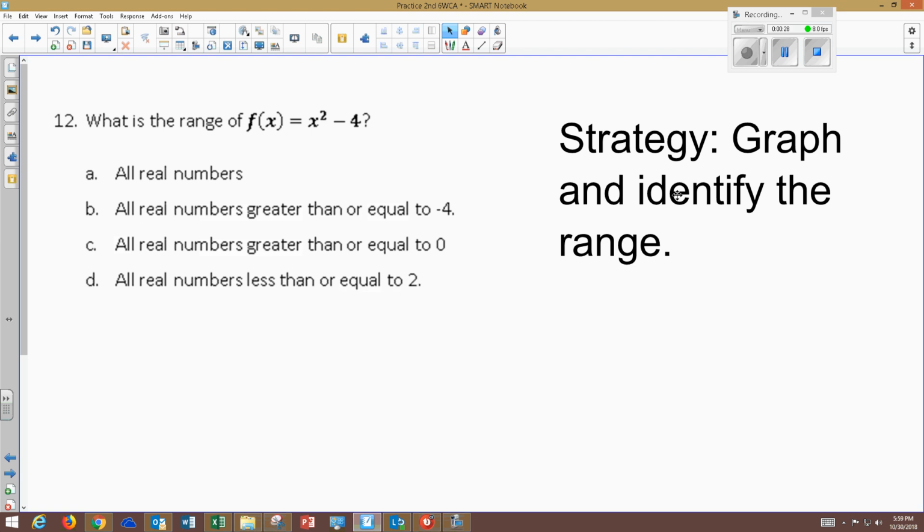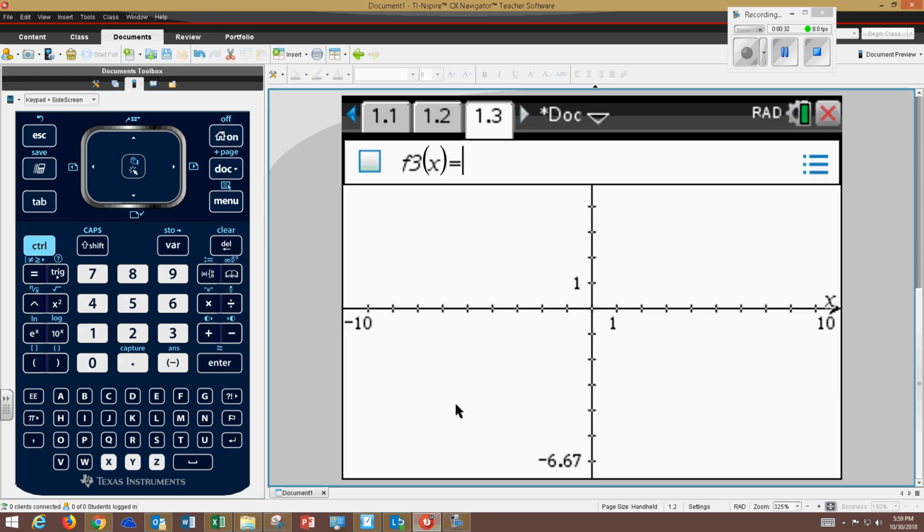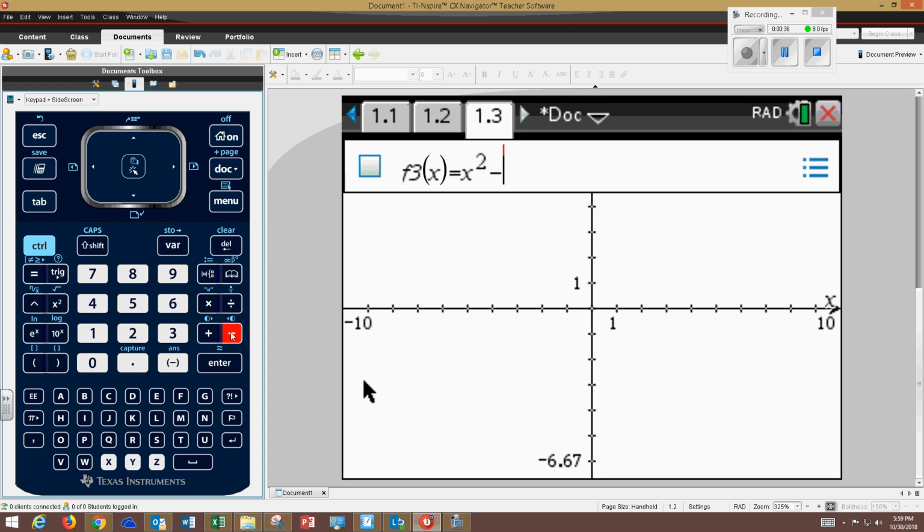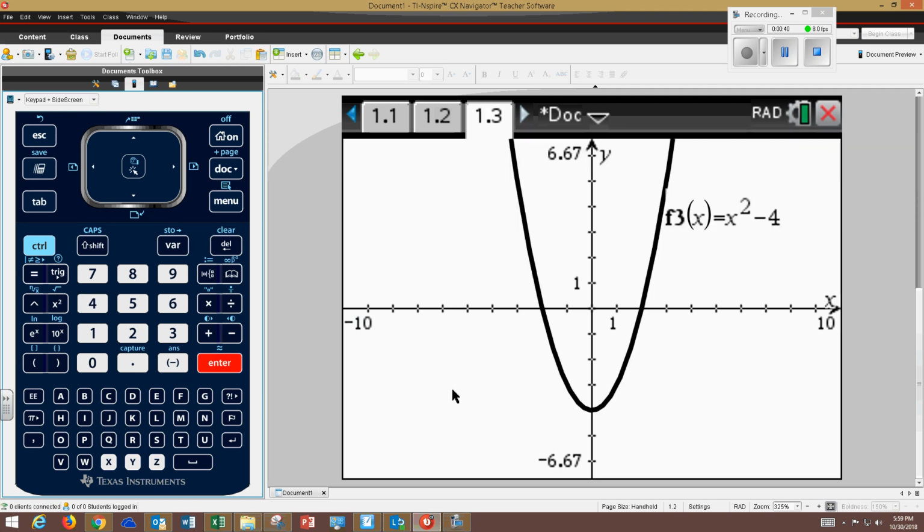Just graph it, and let's just look at the range. So let's graph x squared minus 4. Graph that, you get this graph right here. And it's actually pretty easy to identify the range.